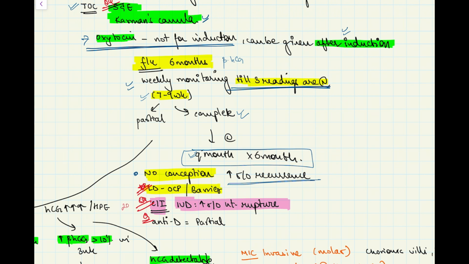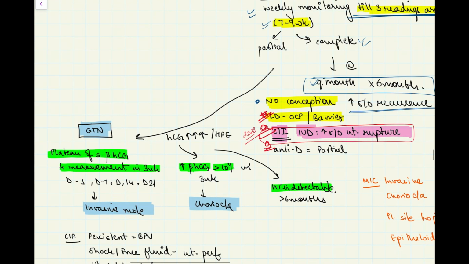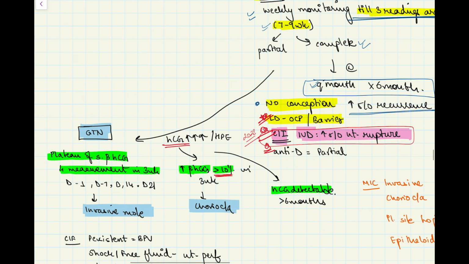This question was asked this year in NEET PG, that IUD is contraindicated in molar pregnancy because it increases the risk of uterine rupture. Right. For partial resolution, we see whether the HCG is more than 10% in 3 weeks, or there is a plateau of beta HCG in 4 measurements in 3 weeks, that is on day 1, day 7, day 14 and day 21. If there is a plateau, it means it is an invasive mole, while if the increase is more than 10%, it indicates a choriocarcinoma.